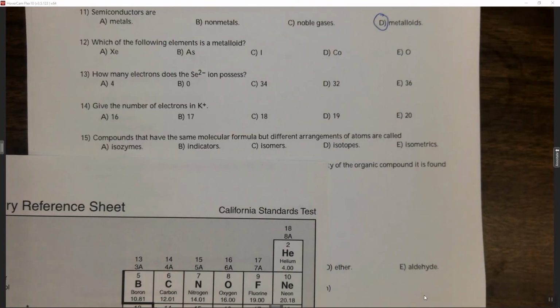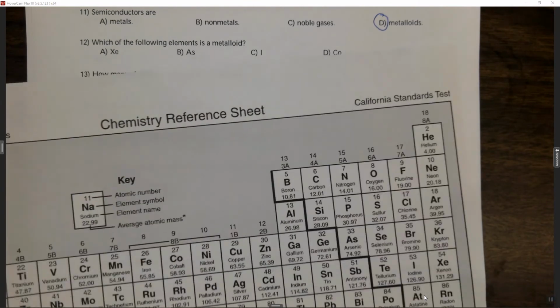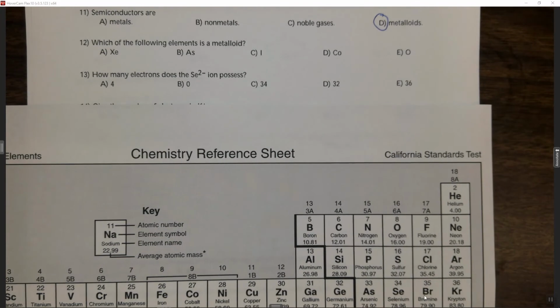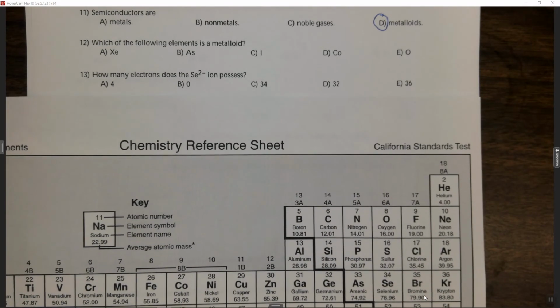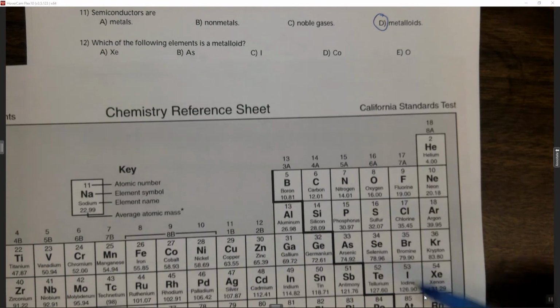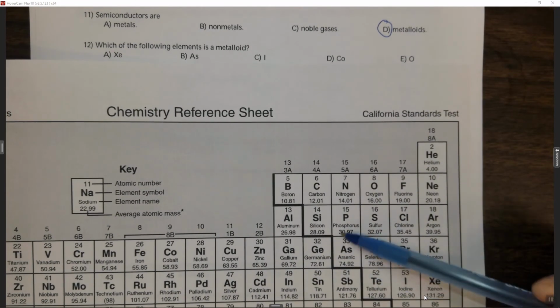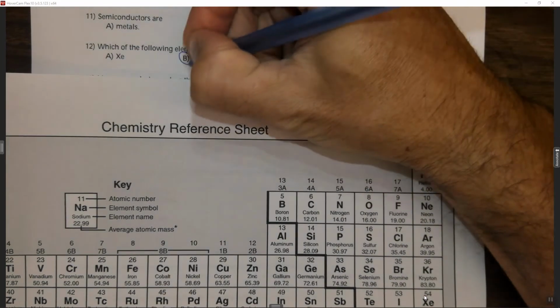So if you saw the previous question, this one is straightforward. It says, which of the following elements is a metalloid? So again, a metalloid is touching the staircase line on two sides. If we look at the possible choices, the example of the metalloid is arsenic, because arsenic is touching the bolded line on two sides. So arsenic is our metalloid.